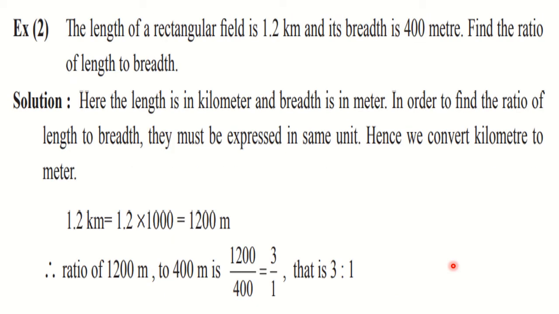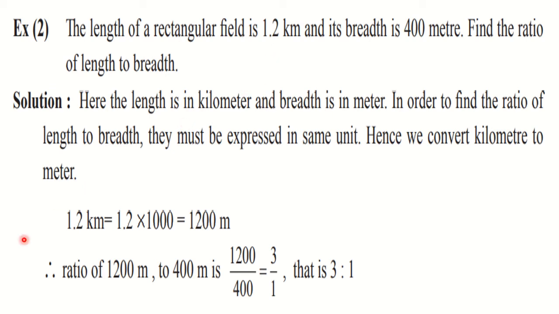The second example. The length of a rectangular field is 1.2 kilometers and its breadth is 400 meters. The length is provided in kilometers and the breadth is provided in meters. Find the ratio of the length to the breadth. As we have seen in the properties, whenever we want to find a ratio, the two quantities should have the same unit. But here the length is in kilometers and the breadth is in meters. So we have to convert these kilometers to meters.